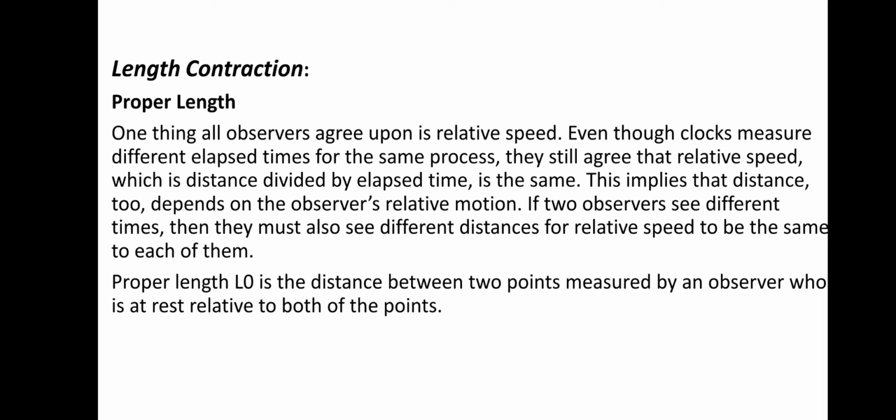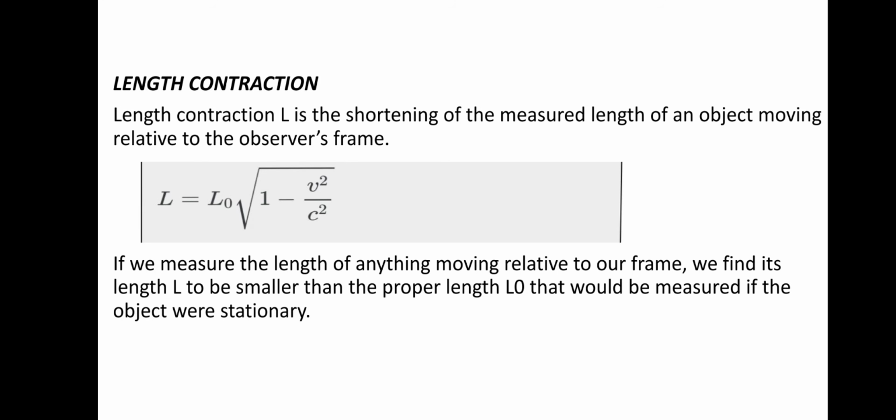Proper length L0 is the distance between two points measured by an observer who is at rest relative to both of the points. So this is the observer's frame. Length contraction L is the shortening of the measured length of an object moving relative to the observer's frame. L equals L naught root over 1 minus v square by c square.